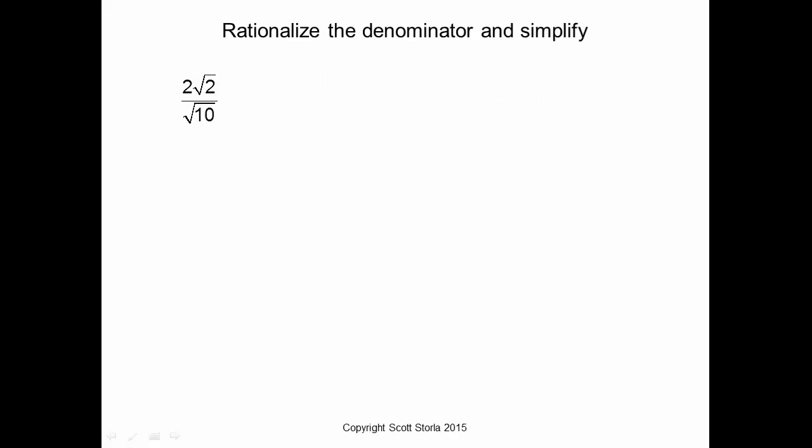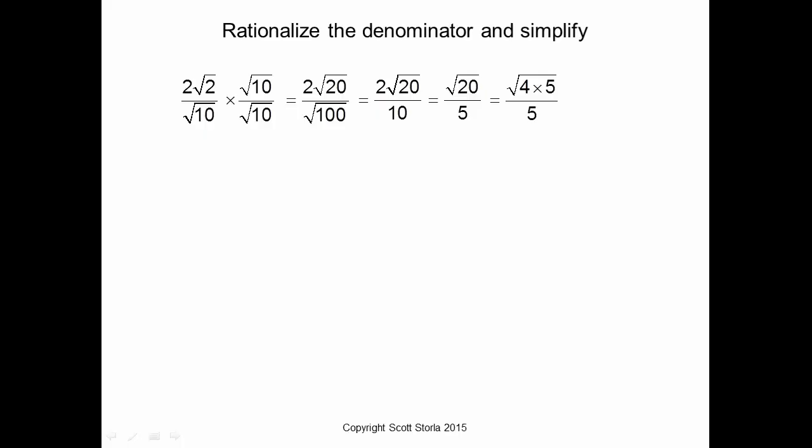Here's another. This time, my factor of 1 is root 10 divided by root 10. The product property gives me 2 roots of 20 over root 100. Root 100 is the value 10. 2 divided by 10 gives me a 5. Now noticing that square root of 20 needs to be thought of as 4 and 5. And I can write that as 2 times square root of 5 over 5. And there's nothing further to reduce, so I'm done.